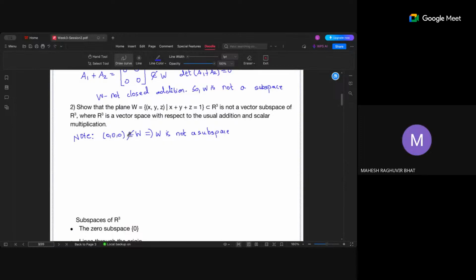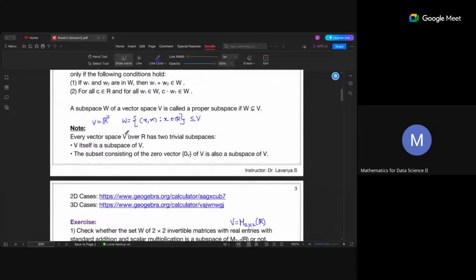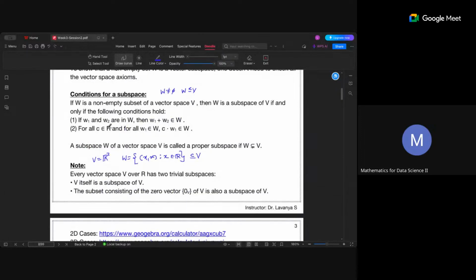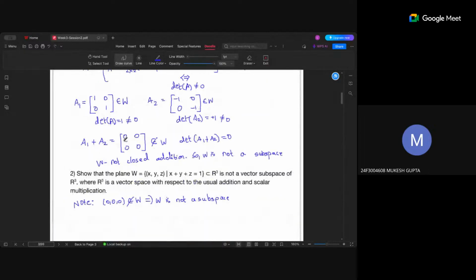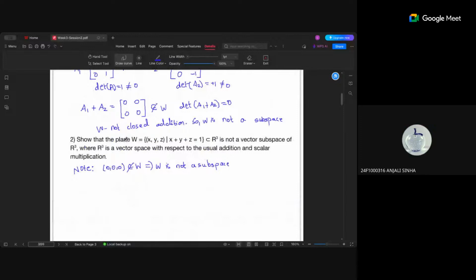It is not a vector space. Ma'am, scalar multiplication will fail here. See, what is the logic behind this? I'm asking, you have to tell me which condition will fail, because if one of these conditions fails, only then we say it is not a subspace. How can you say that one of the conditions will fail? From this, it is not closed under addition.